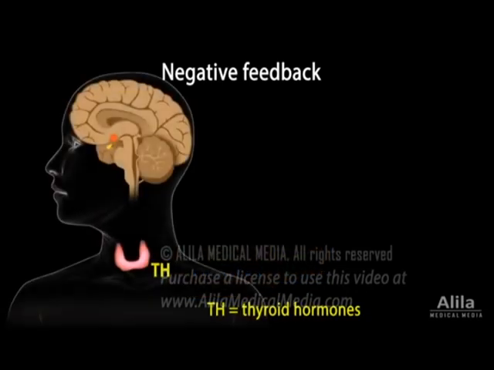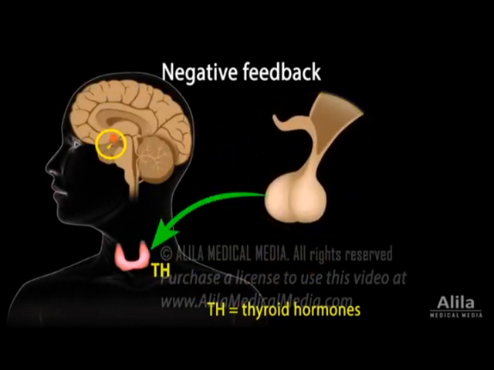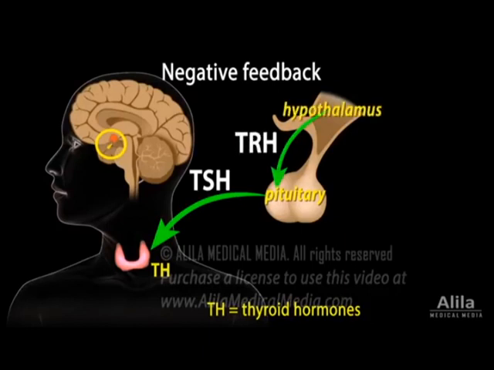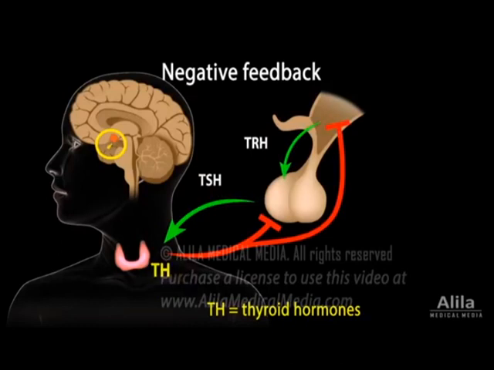Another example is the regulation of thyroid hormone levels, which are induced by a pituitary hormone called thyroid-stimulating hormone, TSH. TSH, in turn, is under control of thyrotropin-releasing hormone, TRH, from the hypothalamus. When thyroid hormone levels are too high, they suppress the secretion of TSH and TRH, consequently inhibiting their own production.